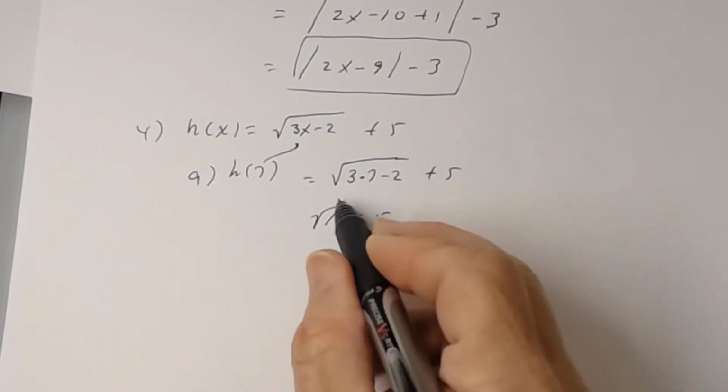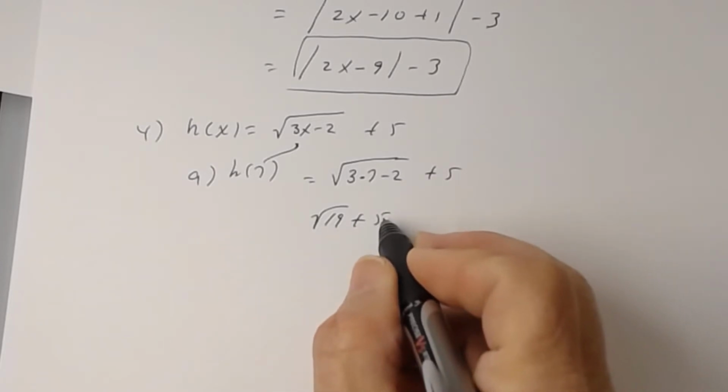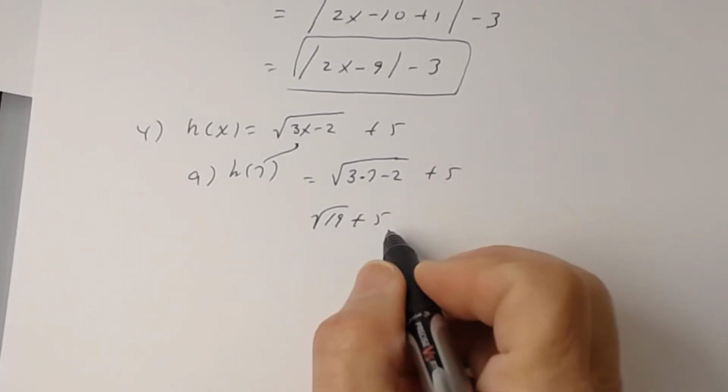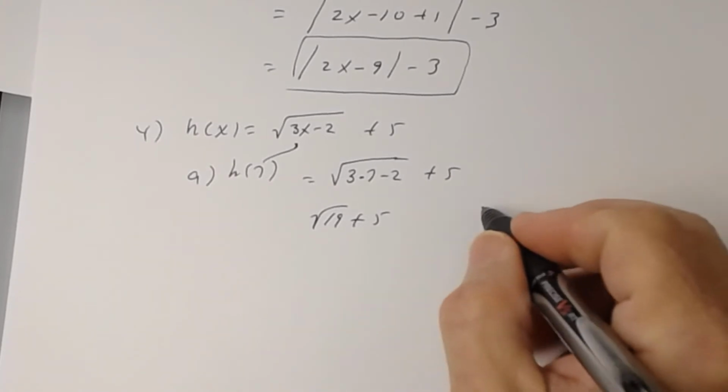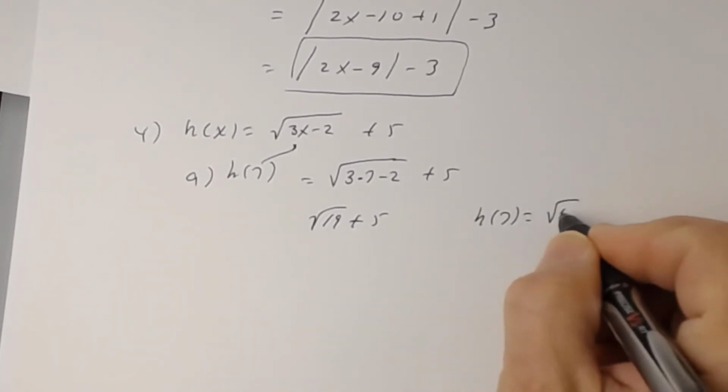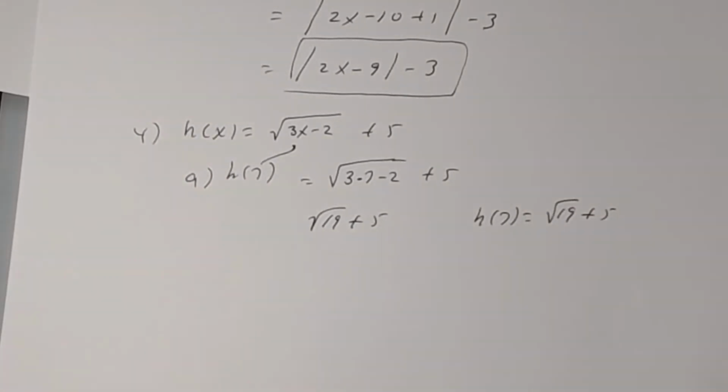This is an irrational number. This is a rational number. This is a square root. This does not combine. So there's your answer. h of 7 is just the square root of 19 plus 5. So for some of these situations, you have to remember how to write the answer. That's all you can do.